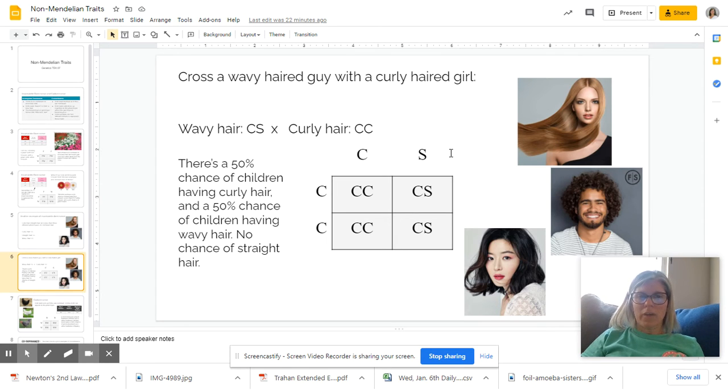So here's our wavy haired guy. Here's our curly haired girl. If we cross these two, you'll notice in our Punnett square, we get a 50% chance that our offspring, our children, will have curly hair, and a 50% chance that the children would have straight hair. Not straight hair, wavy hair. So let me say that all over again. A 50% chance of curly hair and a 50% chance of wavy hair, just to make sure there's no confusion.